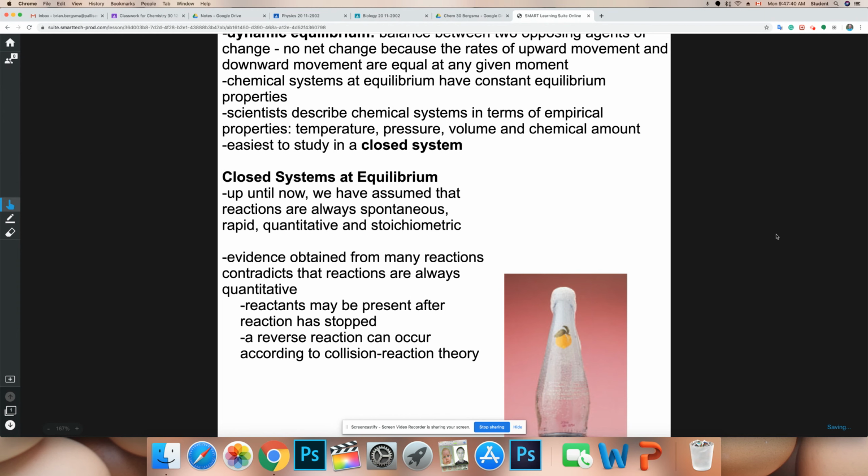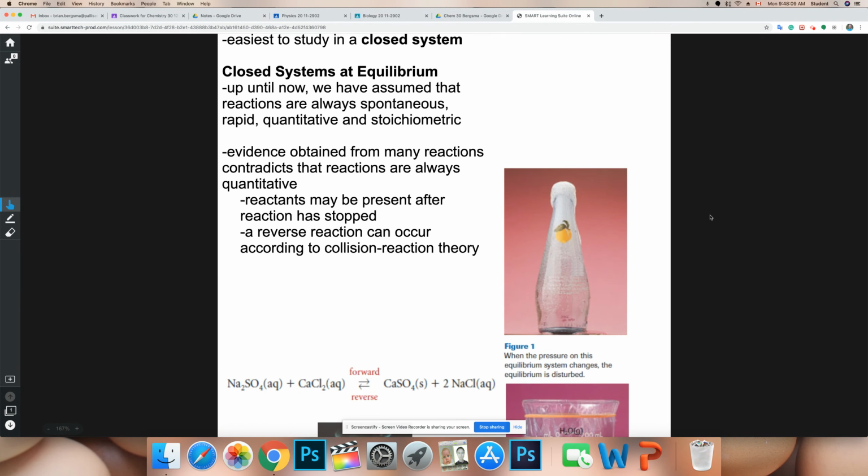So evidence from many reactions contradicts that reactions are always quantitative. Sometimes when you put two things together, there still can be reactants present even after the reaction stops. So not all reactions, when you put them together, are going to go forward with all of the reactants used up to make products. A reverse reaction can occur according to collision reaction theory.